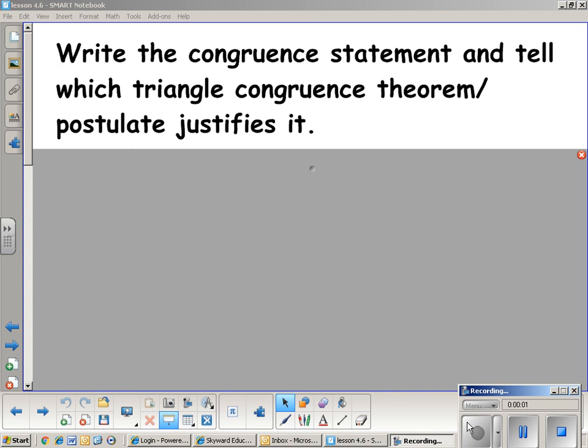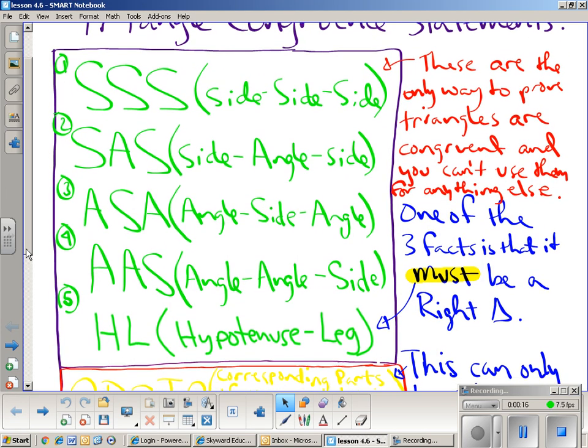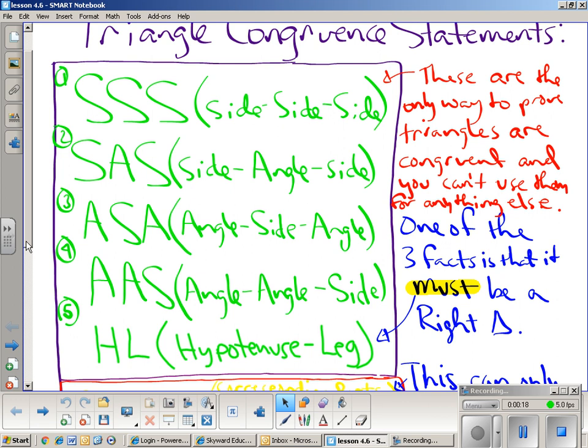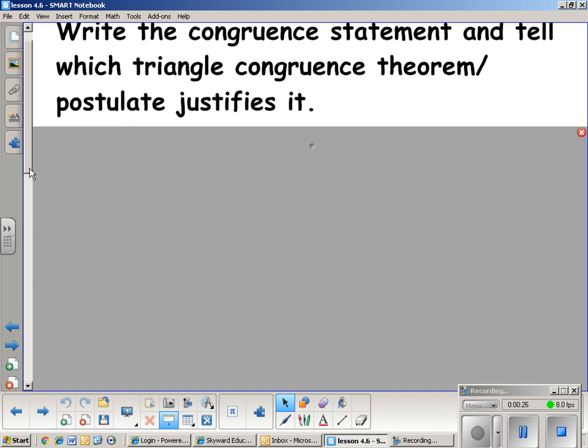I can written down on the screen, but the I can statement says I can prove triangles congruent using HL. And then, again, we've got some pictures of triangles that are congruent. We want you to explain which one of these 5 proves them congruent, and then write the congruent statement.